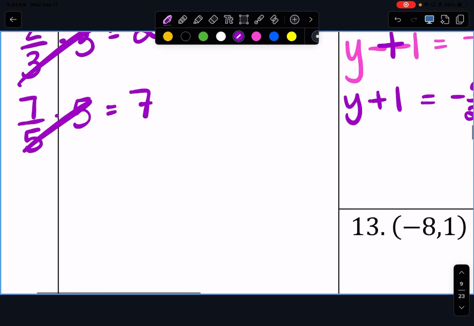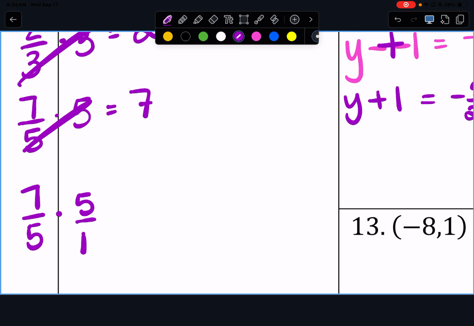Now, you can still do it the longer way. So like 7 over 5 times 5. Put it over 1. 7 times 5 is 35. Divided by 5 is 7. Okay? It works either way. But if you can remember that when you multiply by the denominator, it makes it cancel, that can speed you up just a little bit.